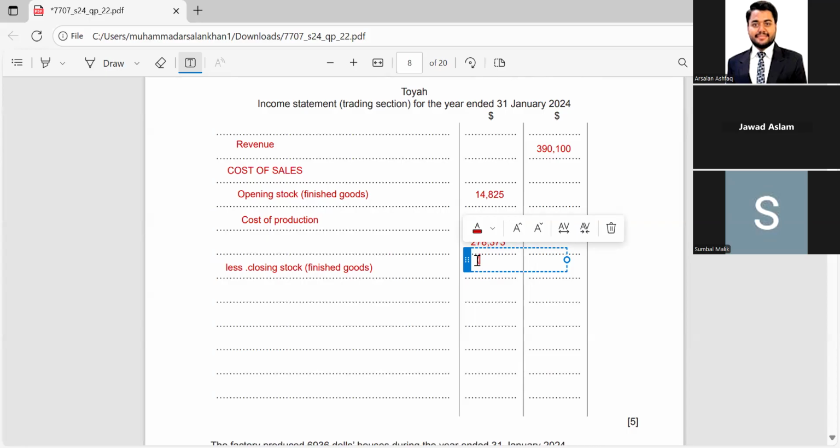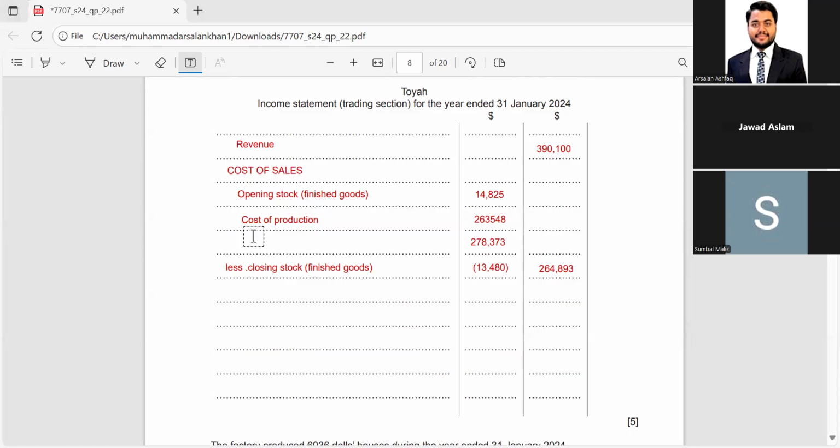how much? It is 13480. 13480 is the closing stock. Okay. So 278,373 minus closing stock is 13480. So my answer is 264893. I will subtract revenue from this amount, so I'll get GP.